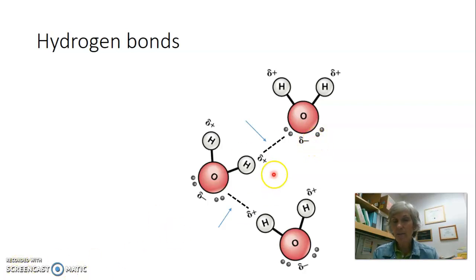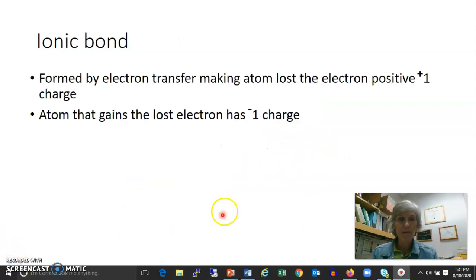And you're saying, well, that's really kind of a weak bond. Well, you're right, it is a weak bond, but it is still enough for these two to be attracted to each other. And they stick together, and that's why water is so sticky, so cohesive: these hydrogen bonds make it that way.